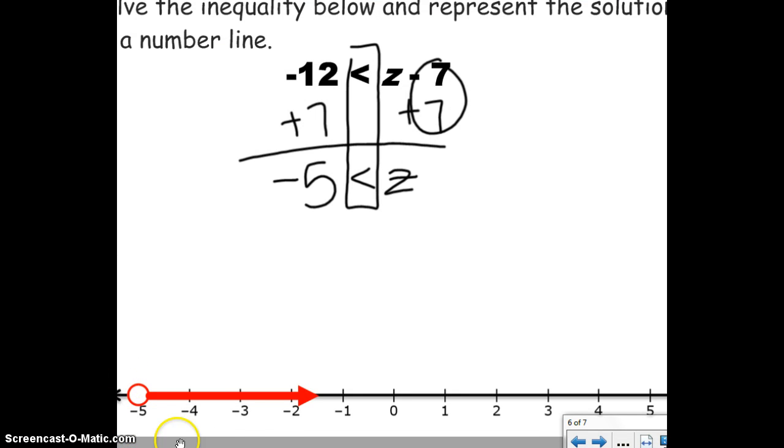Okay, so now I have my corrected inequality on my number line. I've got an open circle at negative 5 because negative 5 cannot be a value, and I have all the numbers greater than that, which move to the right.